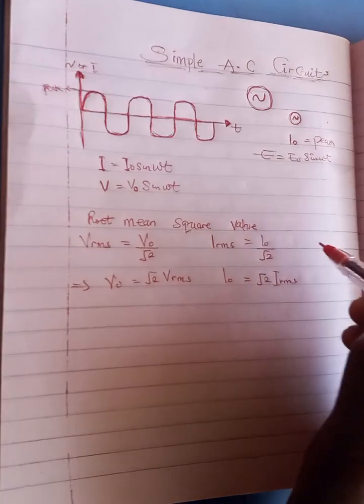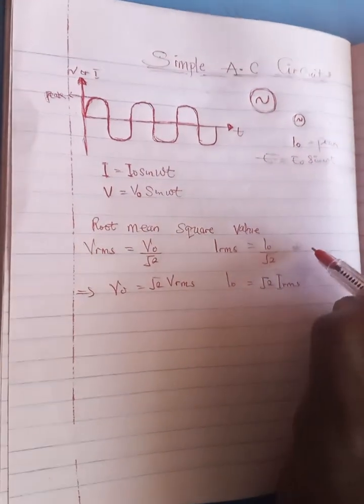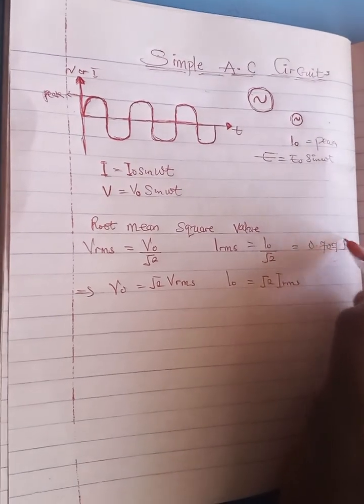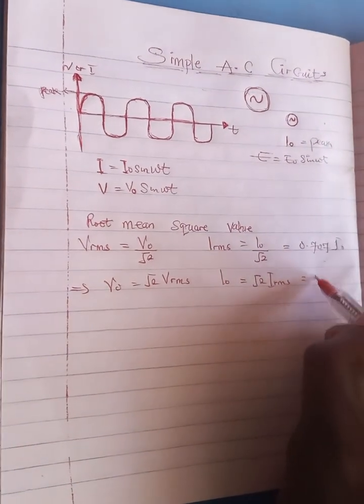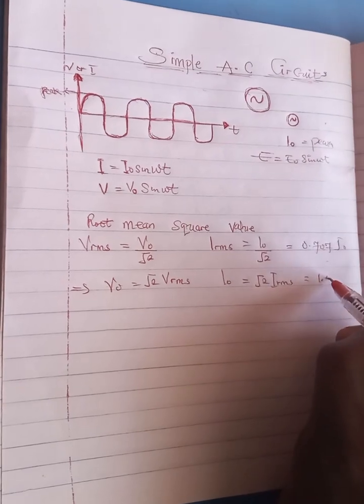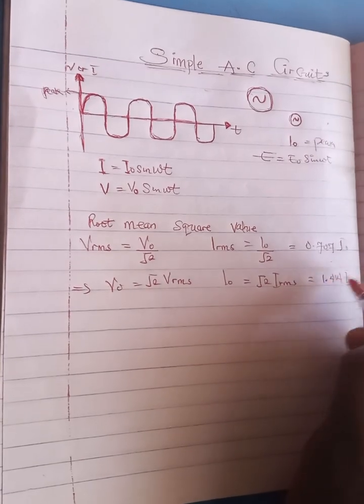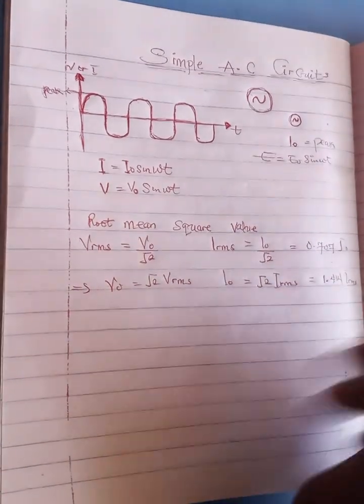So in some textbooks you might see this as 0.707 I naught, still correct, and this one you can see as 1.414 I RMS. I think these are the square root of 2, and this is 1 over the square root of 2.